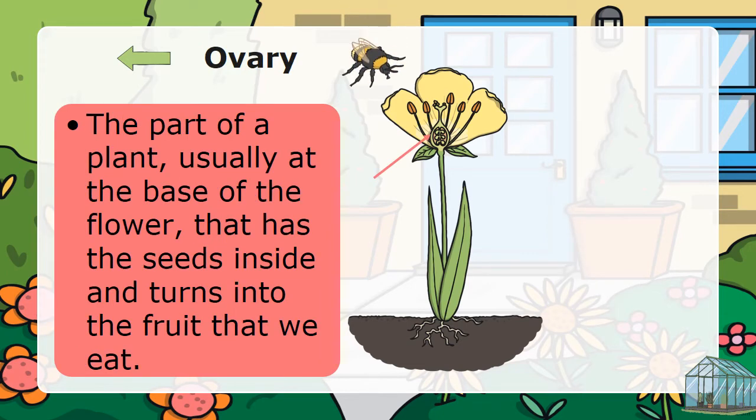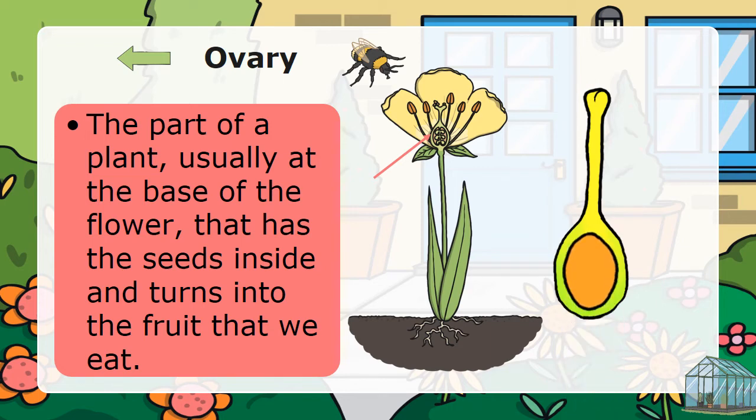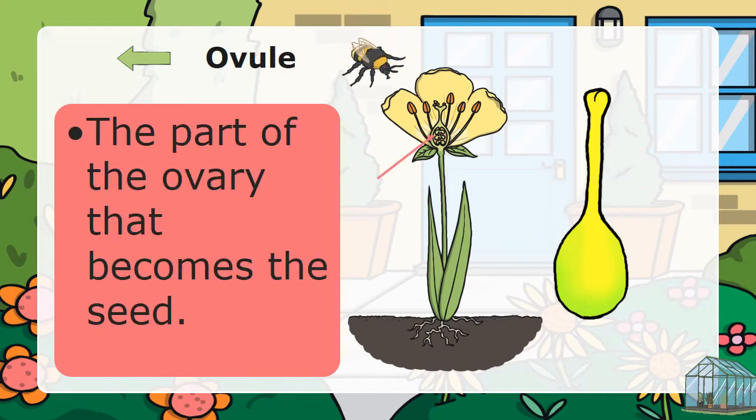Let's look at the ovary. This is the third part of the pistil, the female part. The part of a plant, usually at the base of the flower, that has the seed inside and turns into the fruit that we eat. Now we have in here the ovary. Ovule, the part of the ovary that becomes the seed.